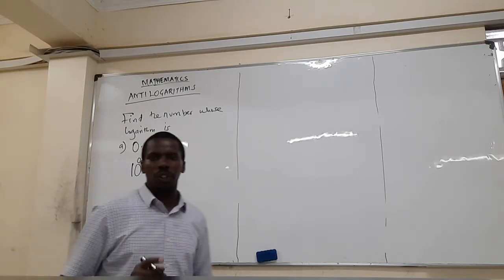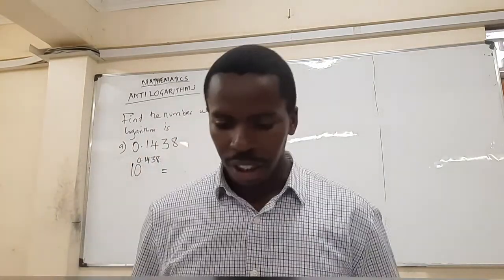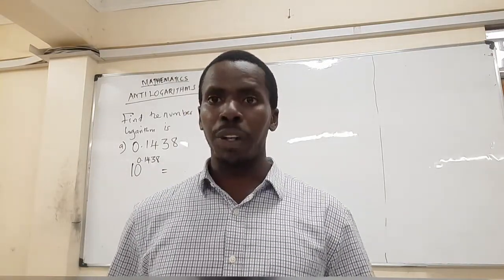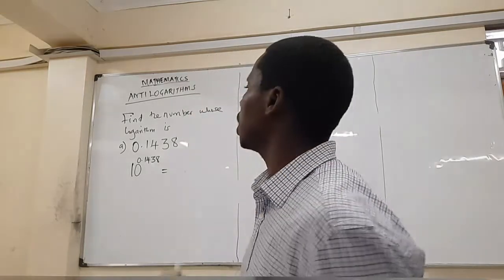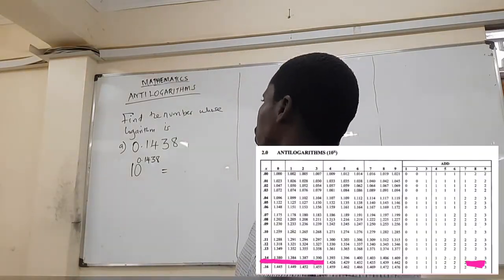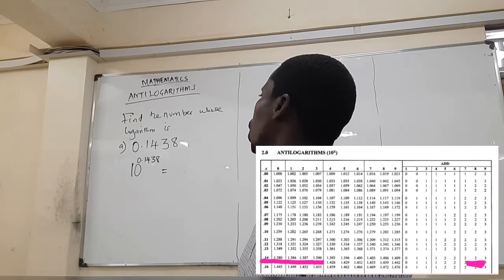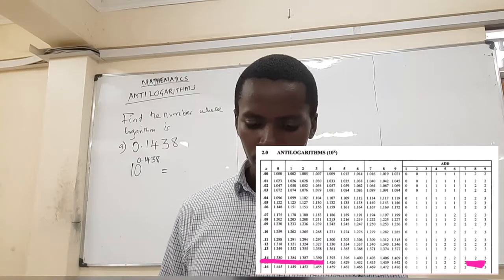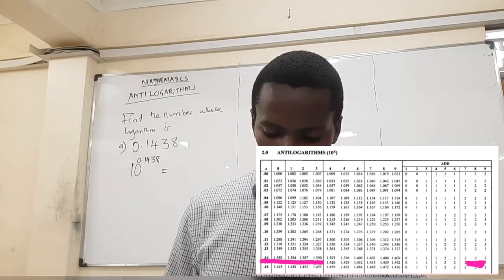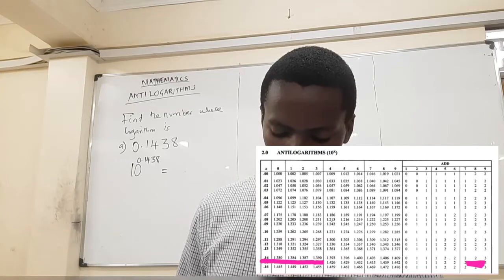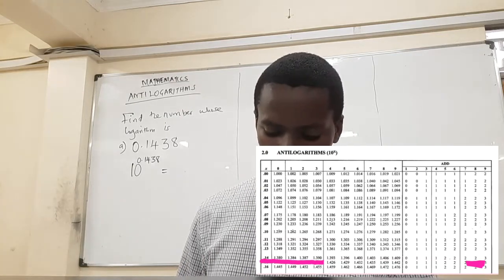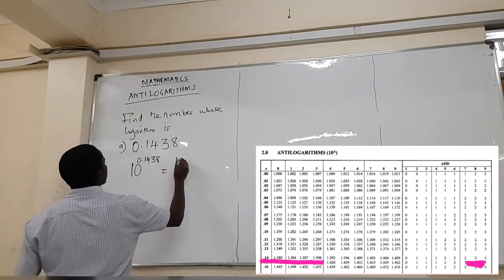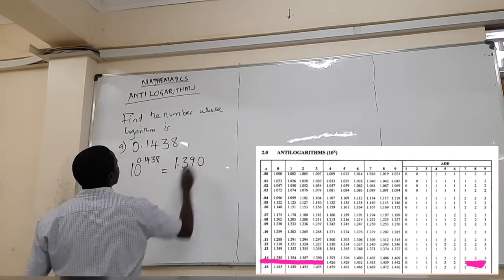You're going to use the tables of antilog. And when I look at the table of antilog, I see they are starting from point something. So here, we just need the decimal part from the tables of antilog. So we're going to look for 0.143. Using that table, we are going to get 1.390.